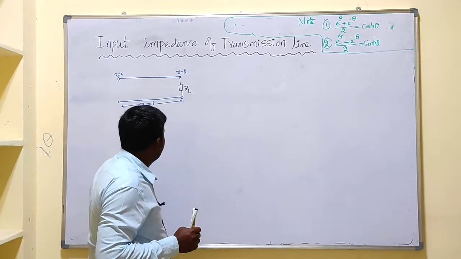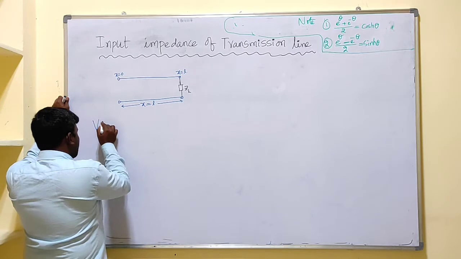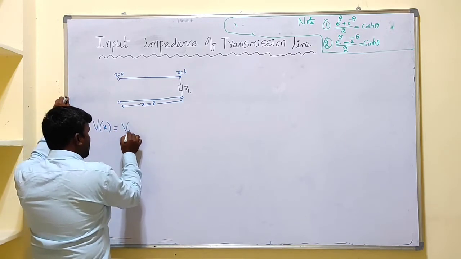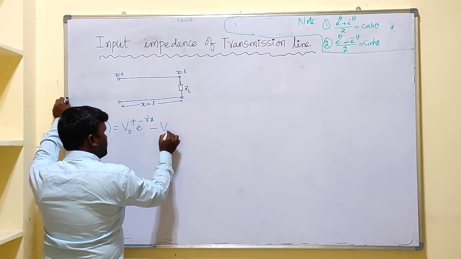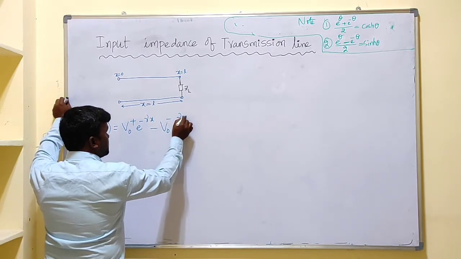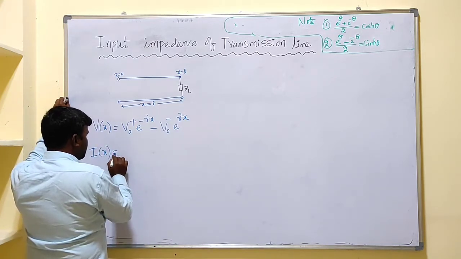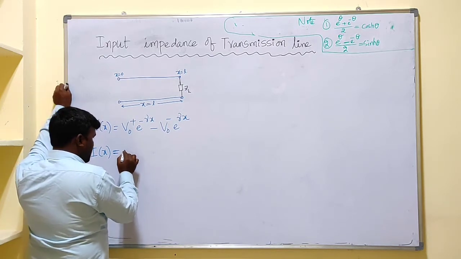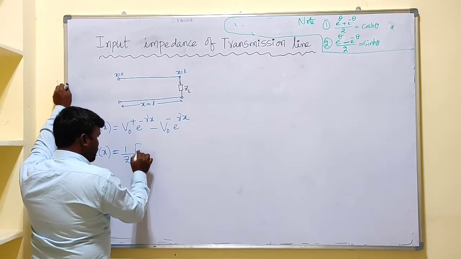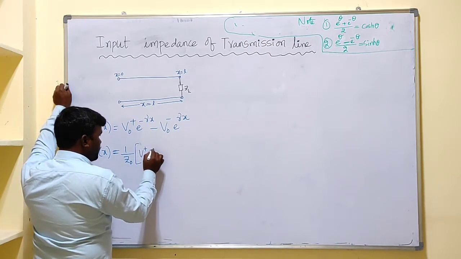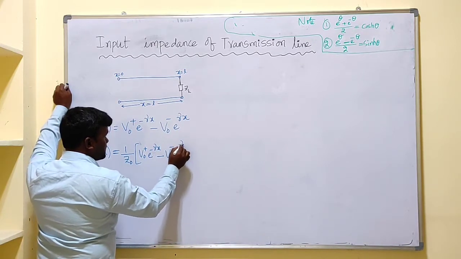In the previous video, we derived the transmission line equations like this: V of x equal to V naught plus e to the power minus gamma x minus V naught minus e to the power gamma x, and I of x can be written like this, that is 1 by z naught into V naught plus e to the power minus gamma x minus V naught minus e to the power gamma x.